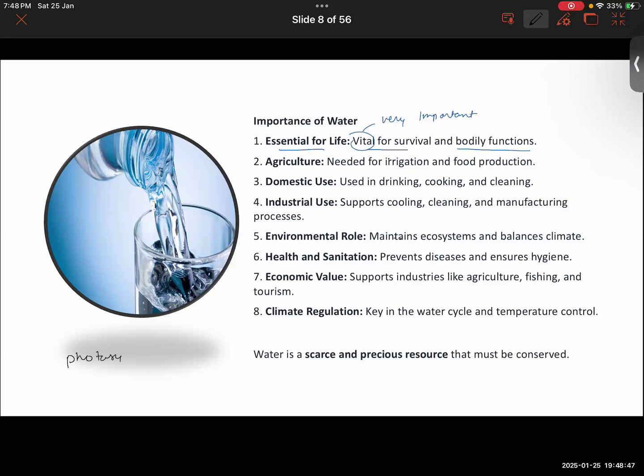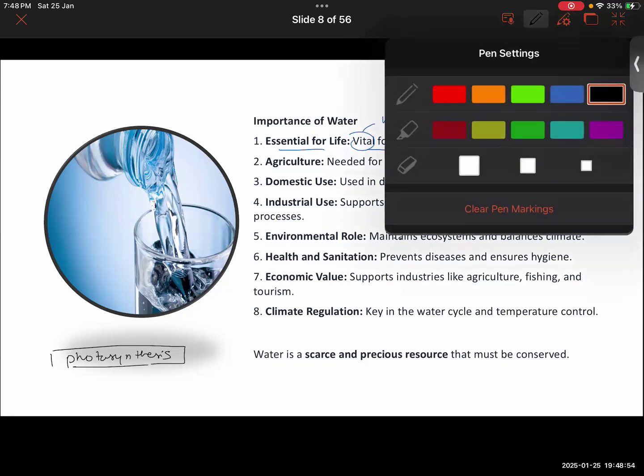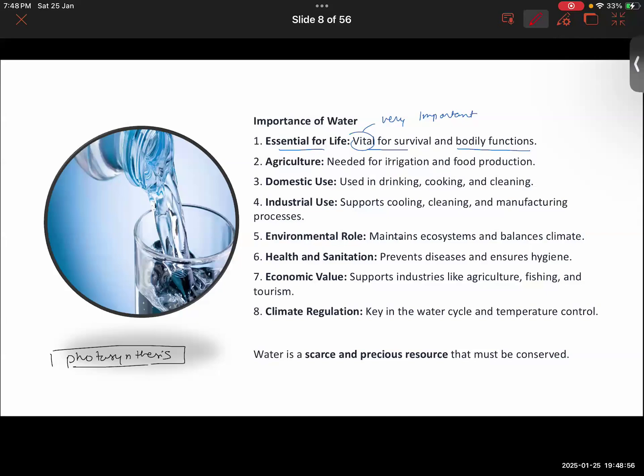What are the materials required by the plants to carry out photosynthesis? Sunlight, water, carbon dioxide. And oxygen is released. So we see that water is a very essential requirement for plants to do photosynthesis. That is also one such importance of water.